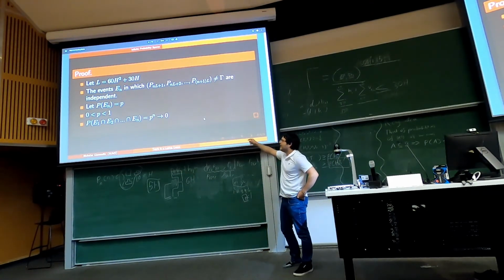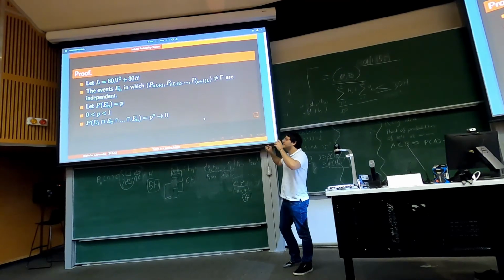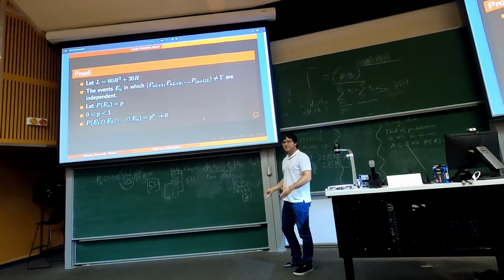E1 is the set of all sequences in which the first L pieces are not gamma. E2 is the set of sequences in which the second L pieces are not gamma, etc. Okay? So I guess we can introduce one more result that we don't like, which is that the probability of the intersection is equal to the product of the probabilities.